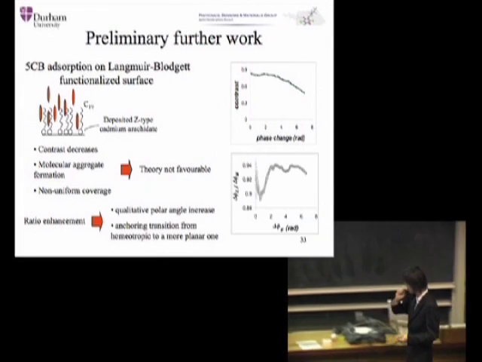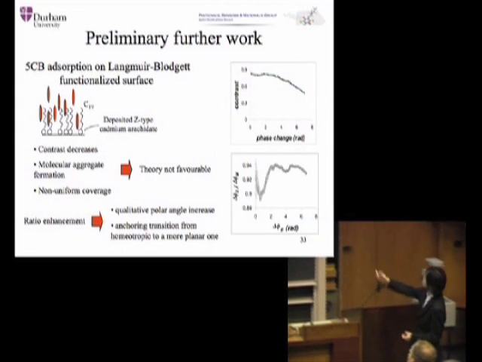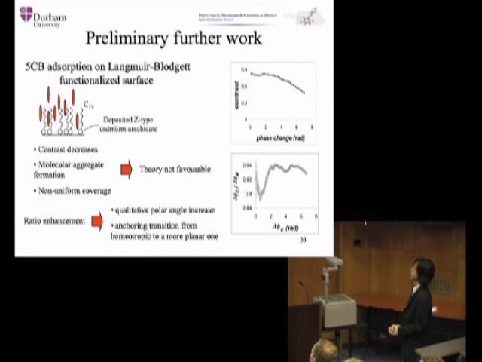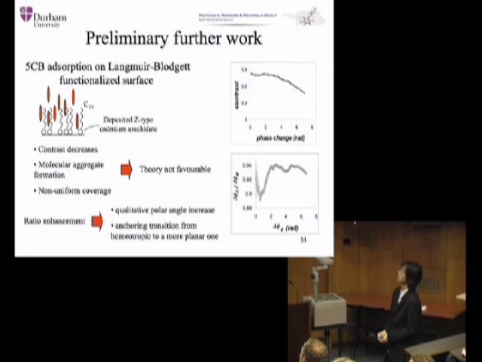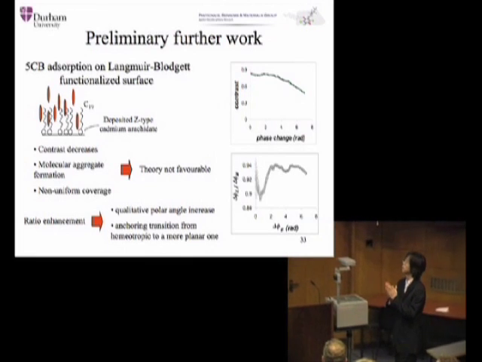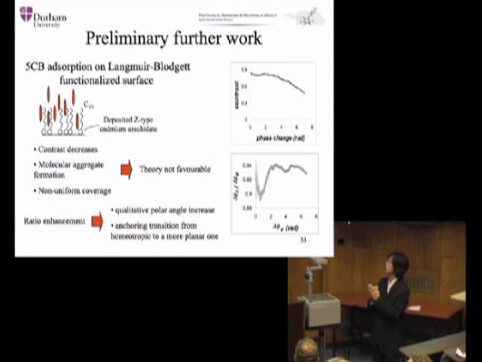But still, from the experimental phase change ratio patterns in here, we still see a very significant enhancement of the ratios, which might mean there's a qualitative polar angle increase from a smaller angle at this stage, where the ratio is about 0.9 here, to a larger angle where the ratio is about 0.94 here. So we could also say there might be an anchoring structure transition from the more homeotropic one, which is the vertical one, to a more planar one.